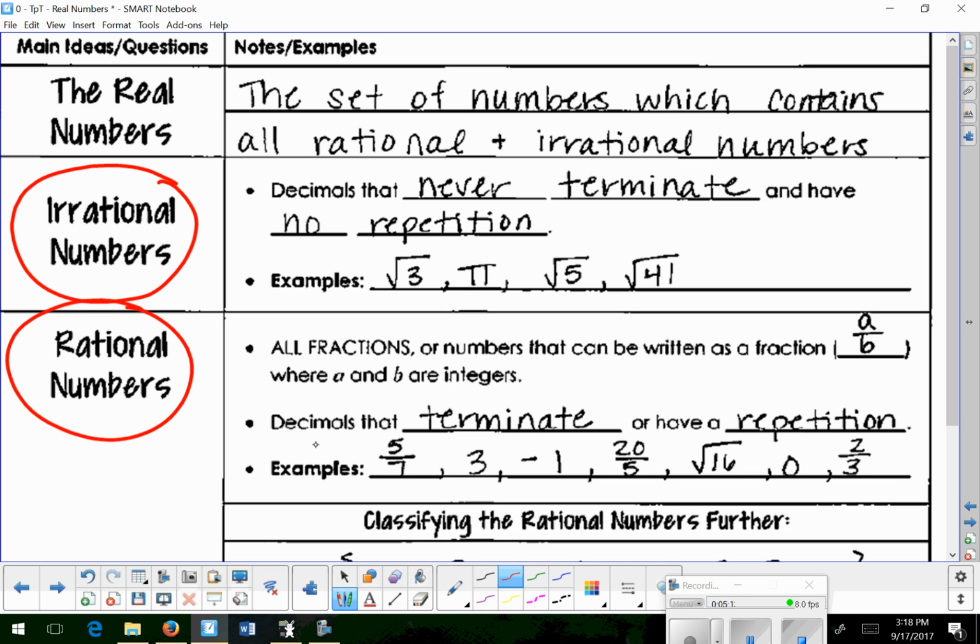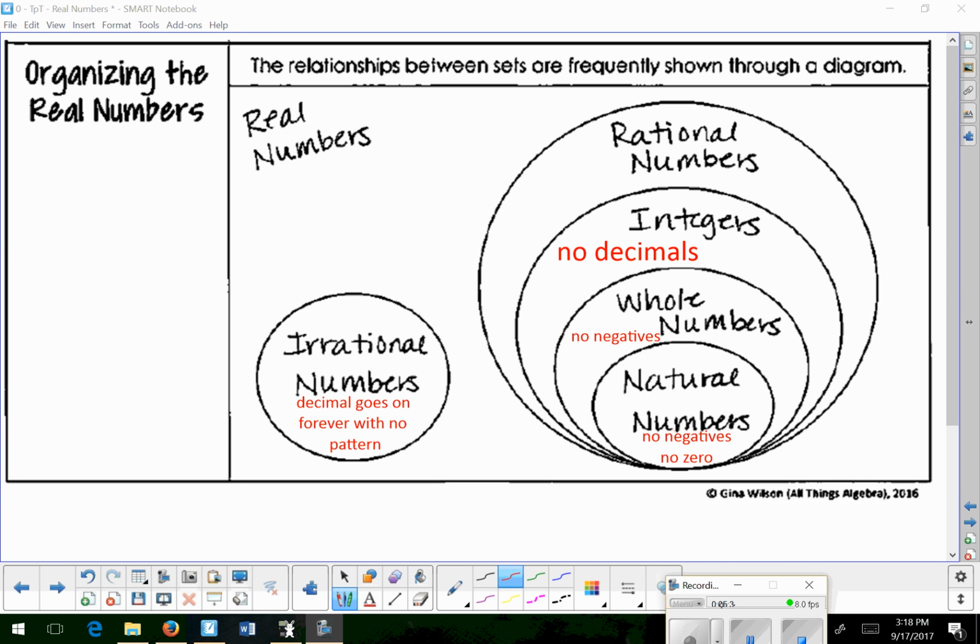These quantify also as, if it's in decimal form, it actually terminates or ends, or it has a pattern that repeats. So here are some examples of rational numbers: 5/7, 3, -1, 25ths, the square root of 16, 0, 2/3, etc. There are lots and lots of rational numbers. All right, so let's talk about how we break down this group of rational numbers.